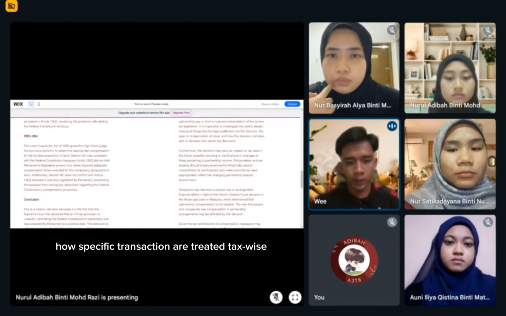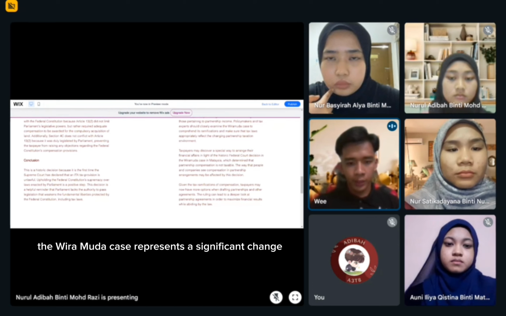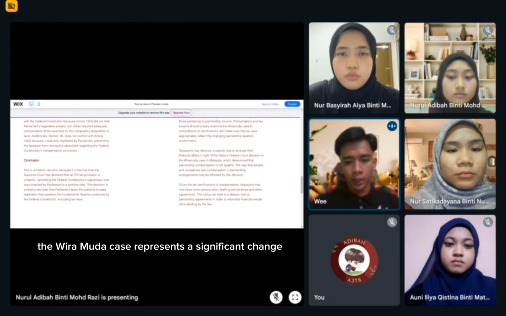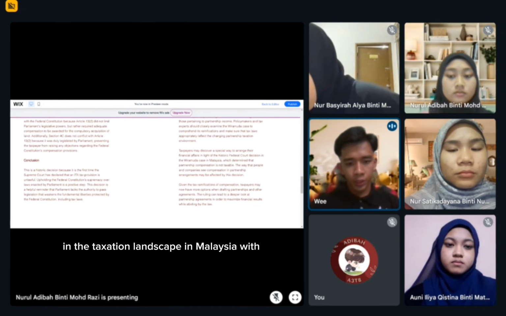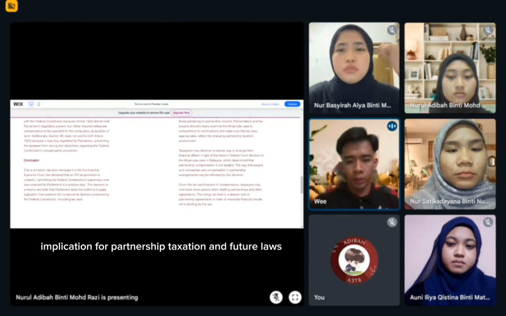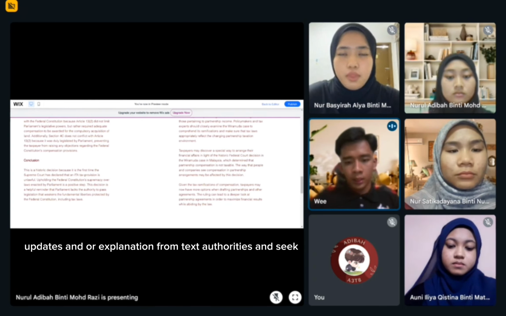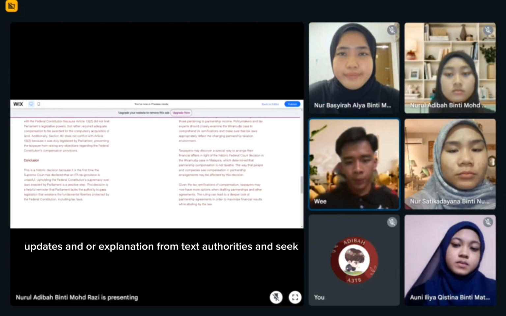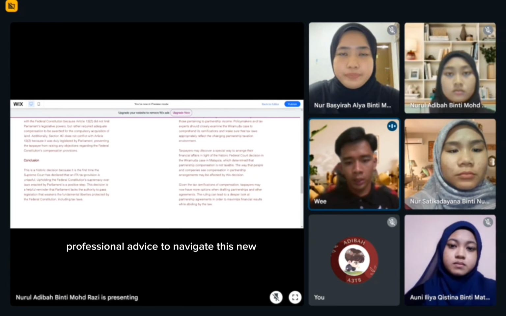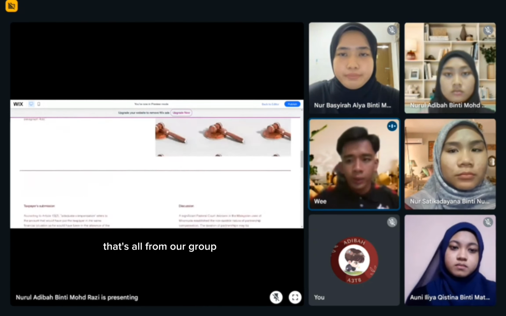In conclusion, the Wira Muda case represents a significant change in the taxation landscape in Malaysia, with implications for partnership taxation and future laws. Taxpayers should stay informed about updates and or explanations from tax authorities and seek professional advice to navigate this new terrain effectively. That's all from our group.